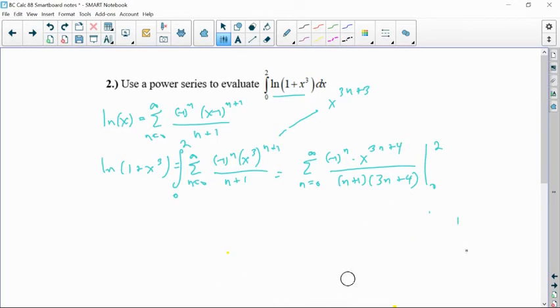So again, I don't know where these yellow marks are coming from. So we have this summation, n equals 0 to infinity of negative 1 to the n times 2 to the 3n plus 4 divided by n plus 1 times 3n plus 4. There it is. And then if we would have put in 0, realize that this x here being a 0 would have made that whole thing equal to 0. So here's my answer. It looks much better.